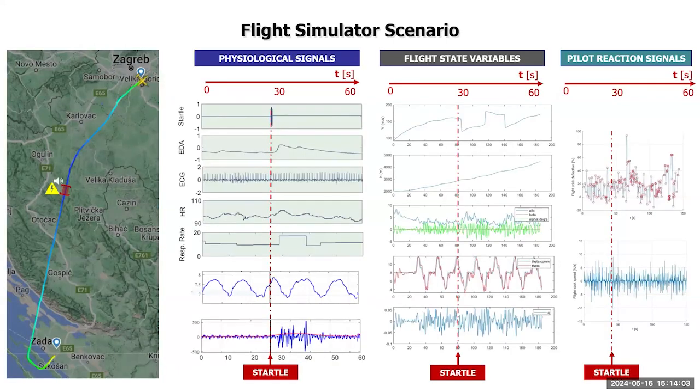One example of a flight simulator scenario not yet used in our study can be seen on this slide. It represents a flight route with a specific part of the route marked red, indicating a part where strong winds usually occur and a part where a startle stimulus can be expected. For that time window, in this example lasting for 60 seconds, physiological signals, flight state variables, and pilot reaction signals are analyzed and shown on the slide with this red dashed line indicating the exact time of the startle event onset.